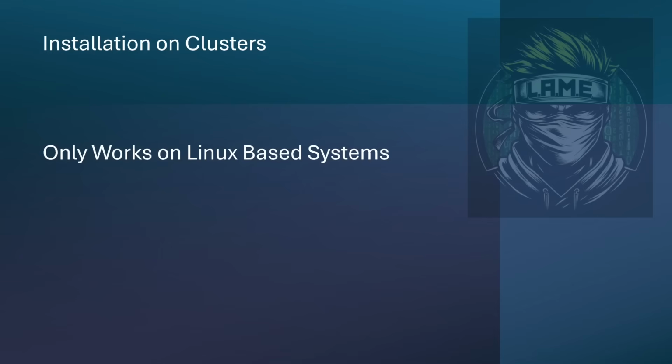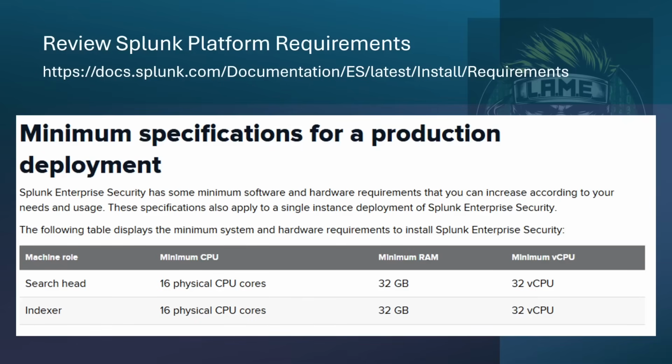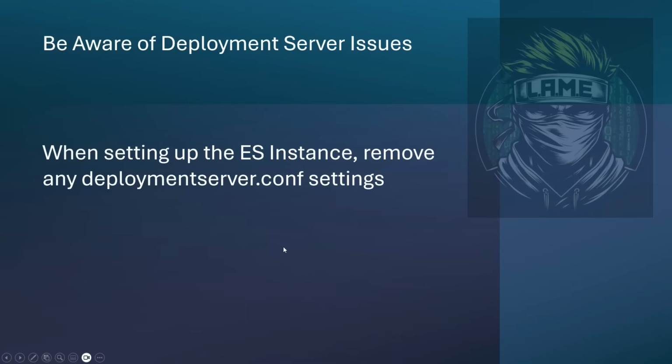And before you even install, it's recommended to review the Splunk platform requirements to ensure your system meets the minimum specifications. Things like CPU cores and RAM, which vary depending on your environment. The installation guide has a table outlining those minimums for search heads and indexers. And it also mentions removing any deployment client configurations if you use a deployment server to manage apps. That's a crucial step to avoid installation issues.